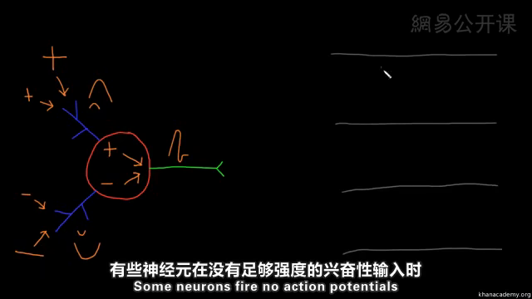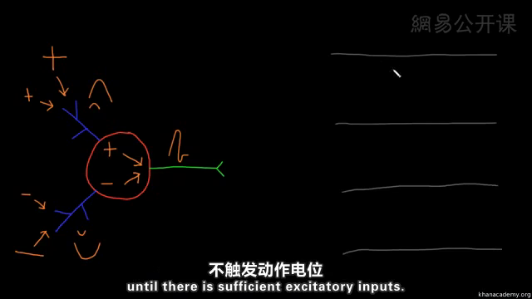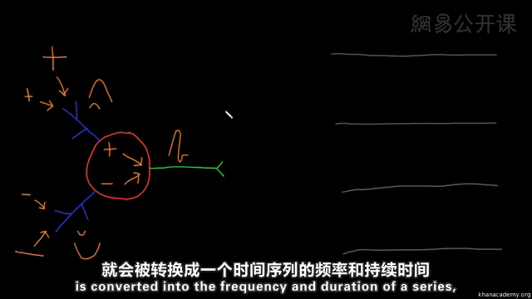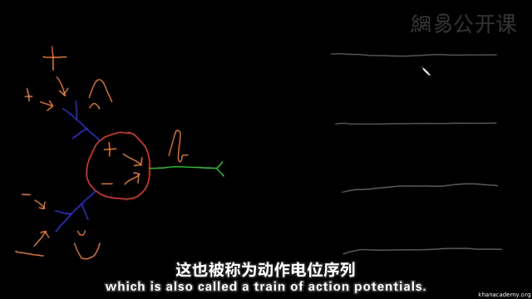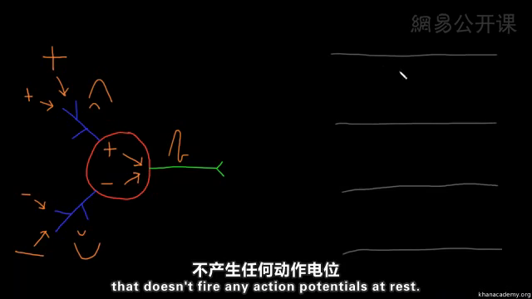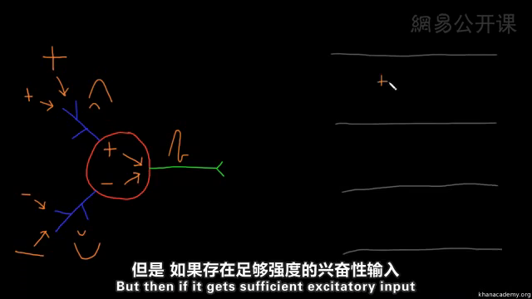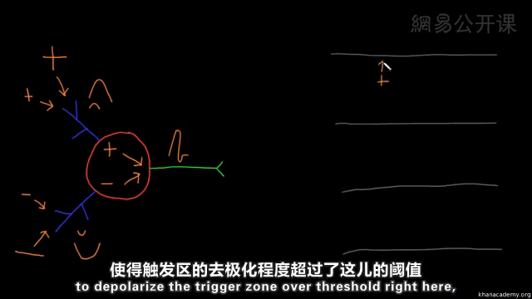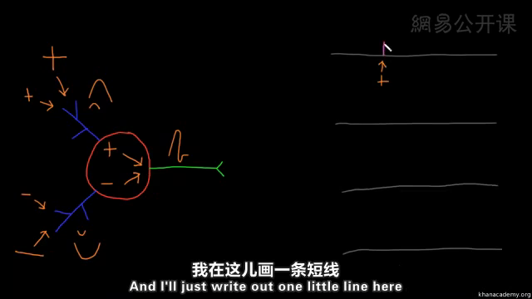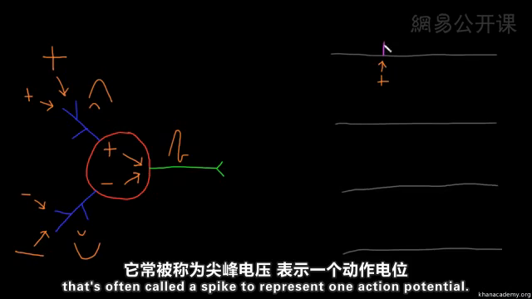Some neurons fire no action potentials until there are sufficient excitatory inputs, and then the size and duration of depolarization over threshold is converted into the frequency and duration of a series, which is also called a train, of action potentials. So let's say this is one of these neurons that doesn't fire any action potentials at rest, but then if it gets sufficient excitatory input to depolarize the trigger zone over threshold right here, then we see a little train of action potentials. And I'll write out one little line here that's often called a spike to represent one action potential.